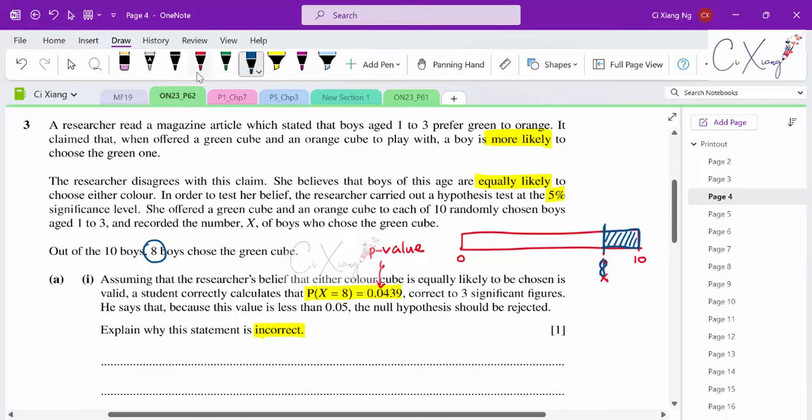Alright, that's the reason why the statement is incorrect. You can just tell them that we actually need to calculate the probability for x greater than or equal to 8 to get the p-value.